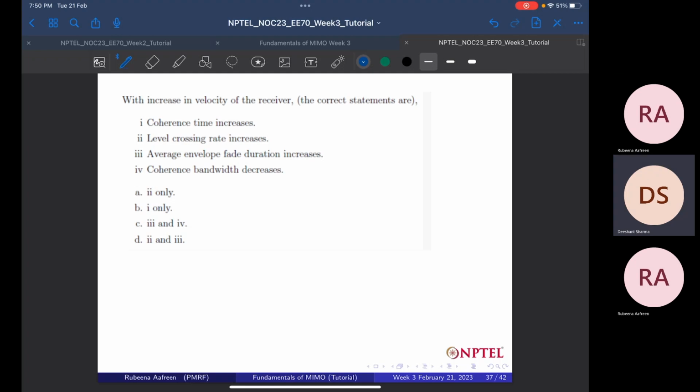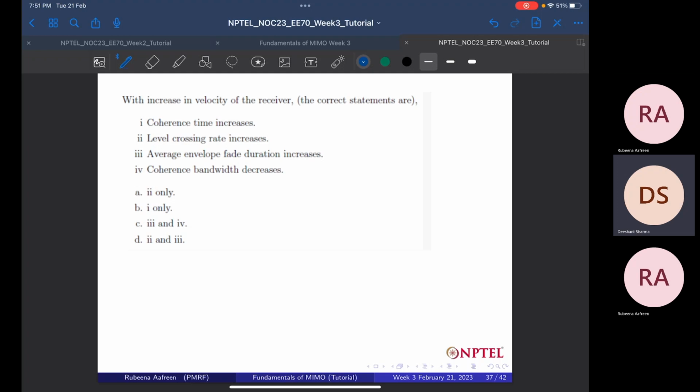But if coherence time will decrease, then that means fast fading. So level crossing rate will increase. So two is true. Average envelope fade duration will also decrease. Average fade duration will decrease since it's a fast fading. Right. So three is false.